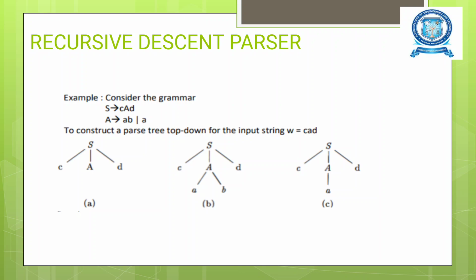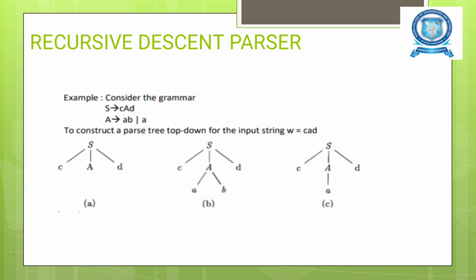For example, consider the grammar S → c A d. Here there is only one non-terminal on the right side, that is A, and A has two productions: A → a b | a. Now we want to construct a parse tree for the string w = c a d. Our recursive process starts from the starting symbol of the grammar, S. It has only one right-side replacement, c A d. A has two replacements.